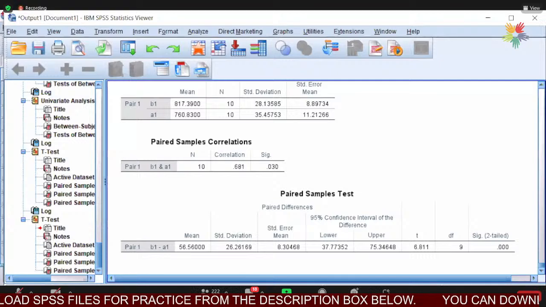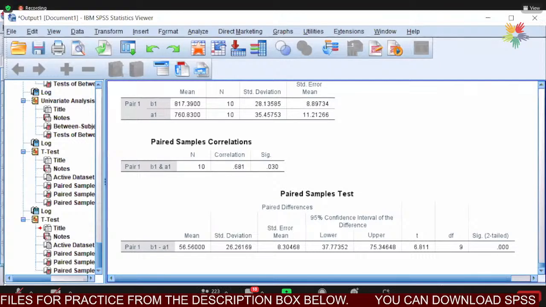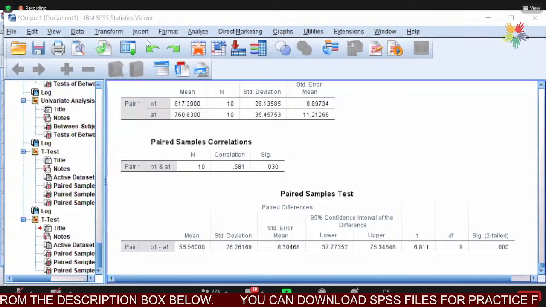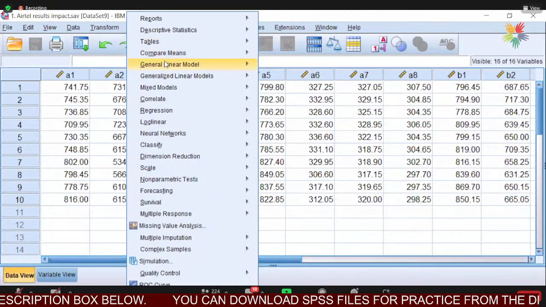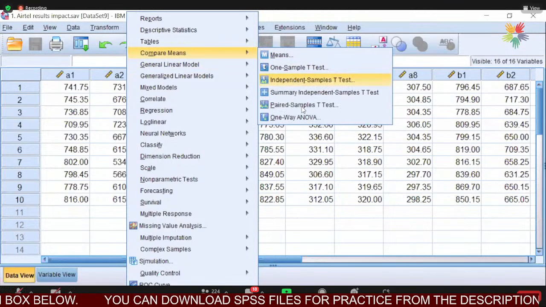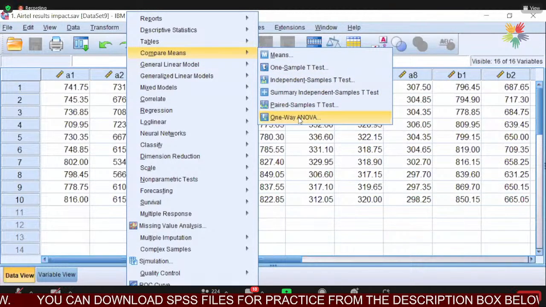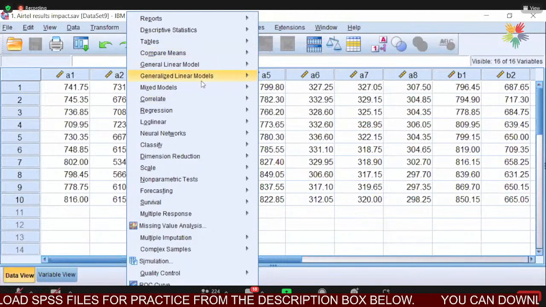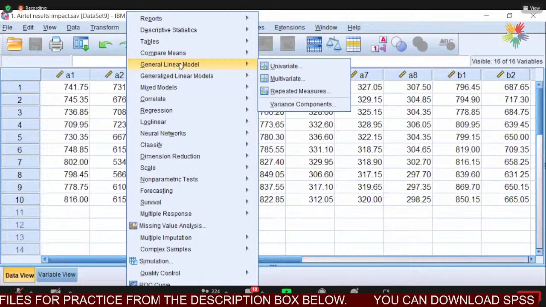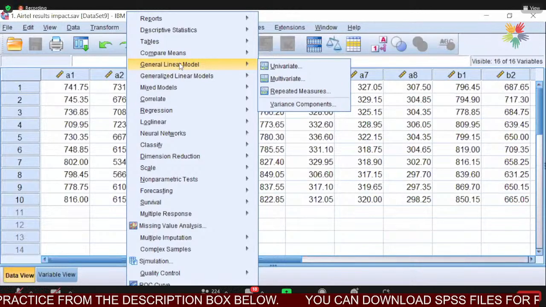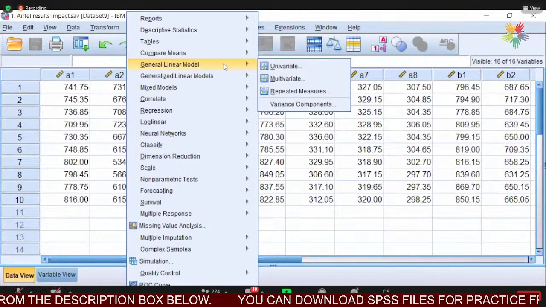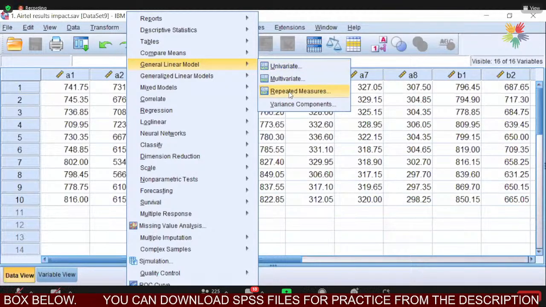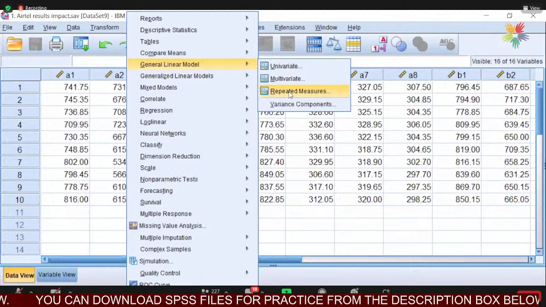So next, here we compare means: independent sample t-test, paired t-test, ANOVA, all comparing the means to find out whether there is a difference. Now let us go to the general linear model. The general linear model is a multiple model. Now we will go for repeated measures ANOVA. So why this repeated measures ANOVA?